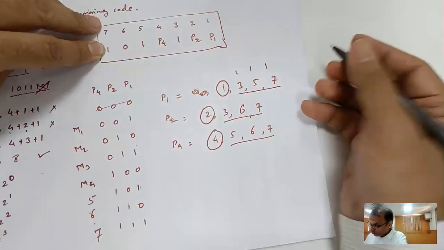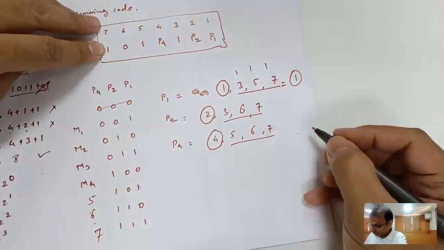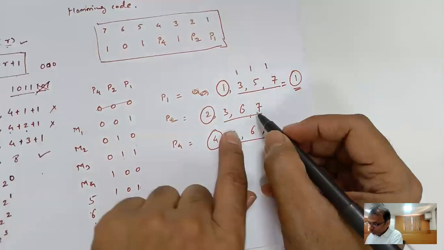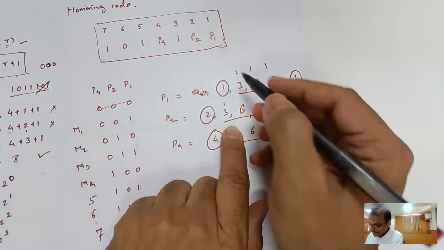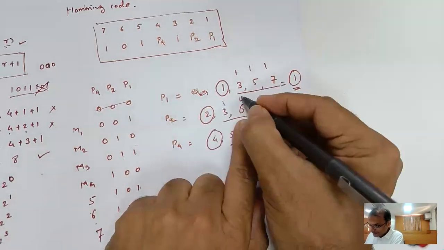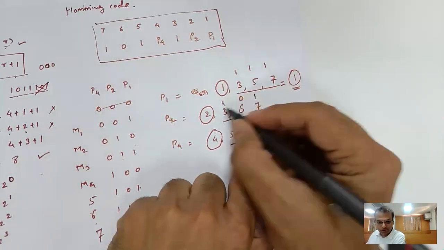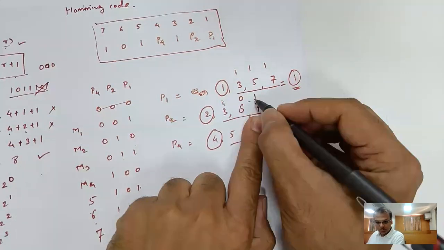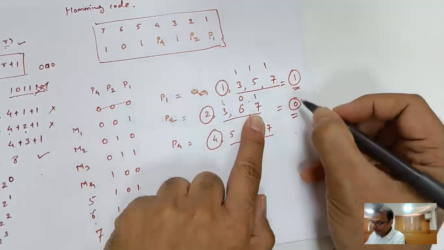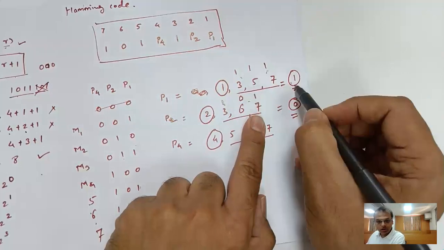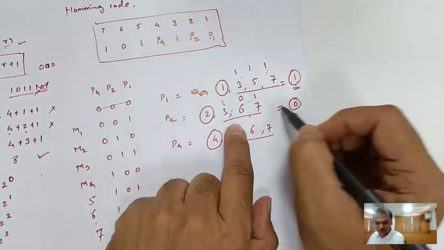It is odd parity, so P1 becomes 1. Value of P1 is 1. For P2, P3 is 1, 6th bit is 0, 7th is 1. Now what is the parity of 1, 0, 1? There are an even number of ones, so the parity is 0. Here it is odd parity, so we are writing 1. For odd parity, the value 1 is there. For even parity, the value 0 is there.